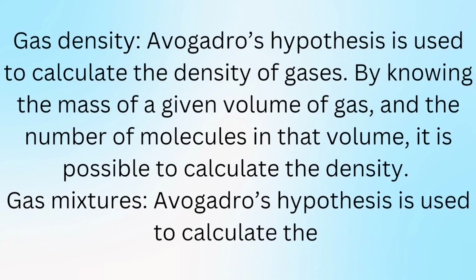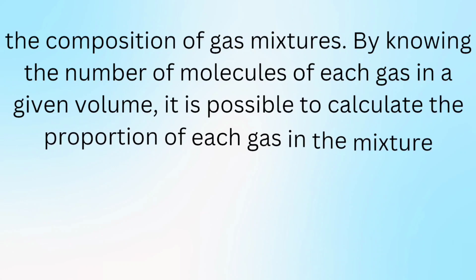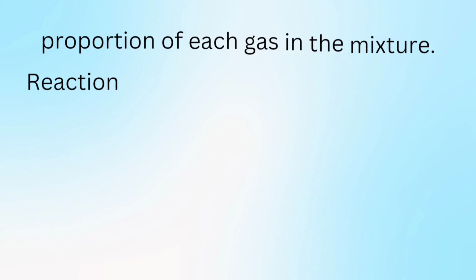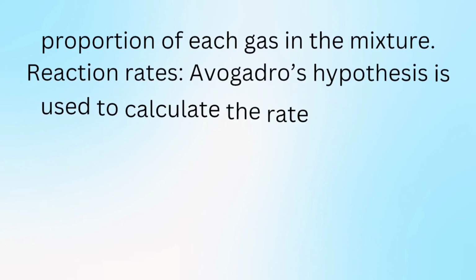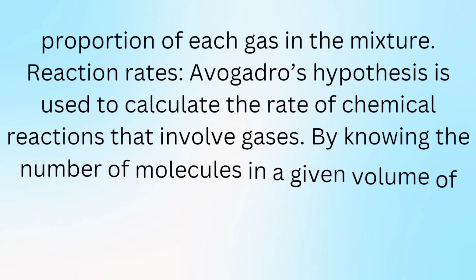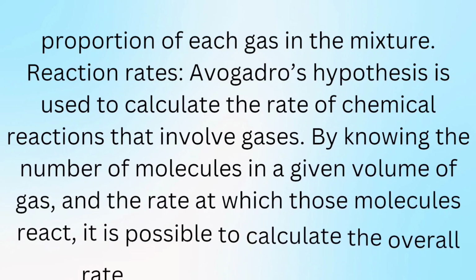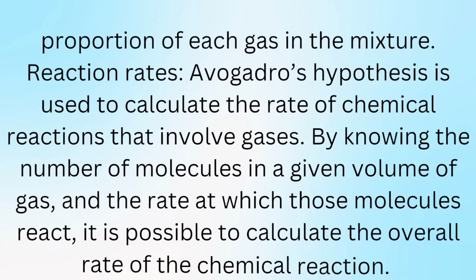Gas mixtures. Avogadro's hypothesis is used to calculate the composition of gas mixtures. By knowing the number of molecules of each gas in a given volume, it is possible to calculate the proportion of each gas in the mixture. Reaction rates. Avogadro's hypothesis is used to calculate the rate of chemical reactions that involve gases. By knowing the number of molecules in a given volume of gas, and the rate at which those molecules react, it is possible to calculate the overall rate of the chemical reaction.